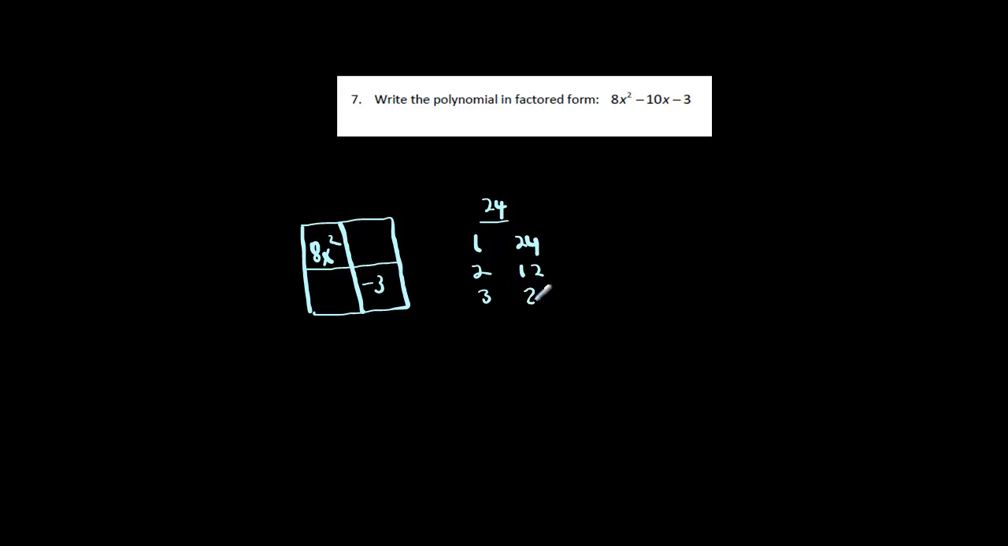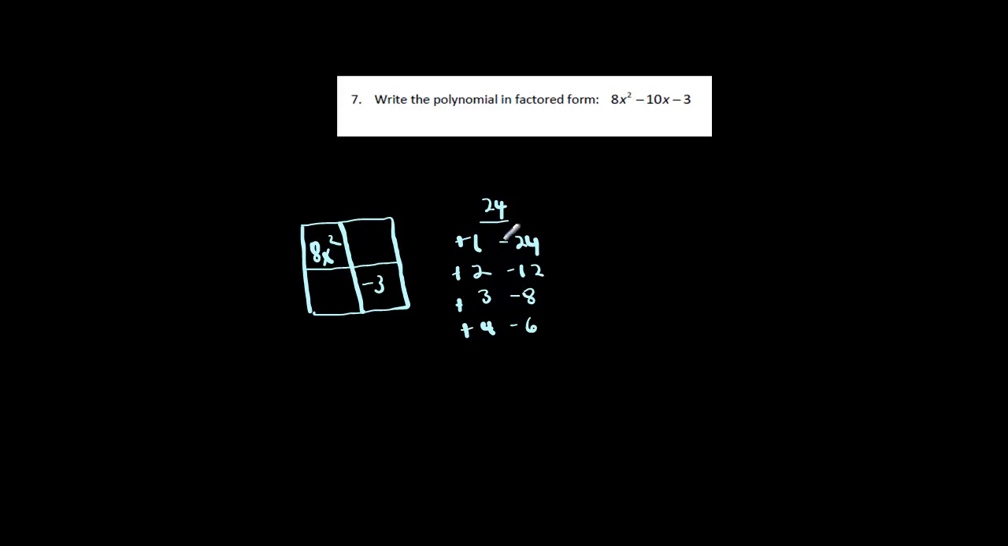All right, write in factored form. So it's in order. There's no GCF. So let's use the box method. We have 8x squared, a minus 3. Our AC is 24. Let's write down the combinations. Different signs, the larger one is negative.